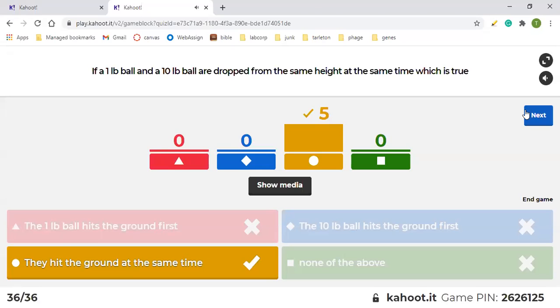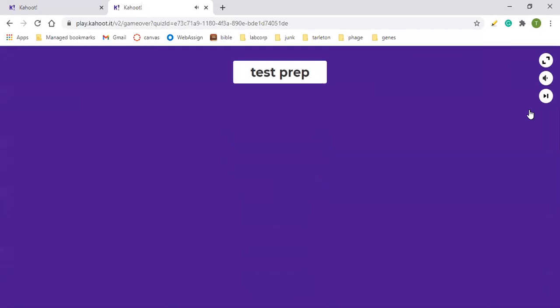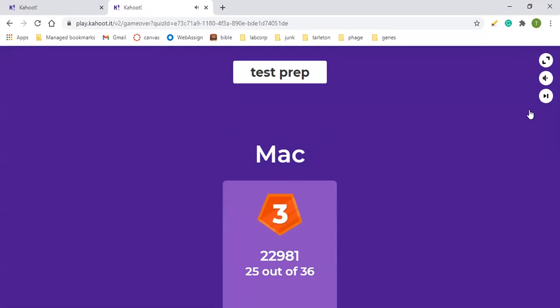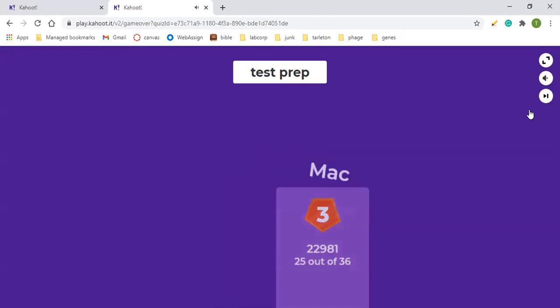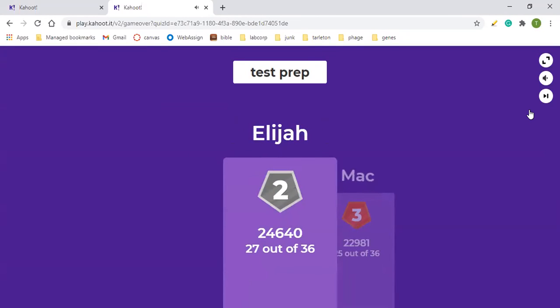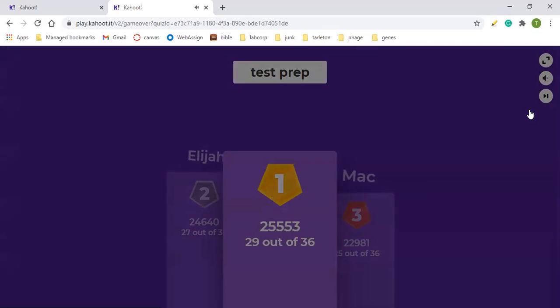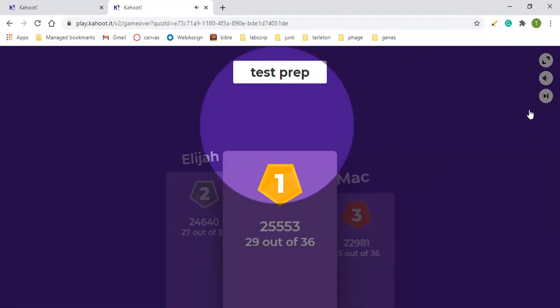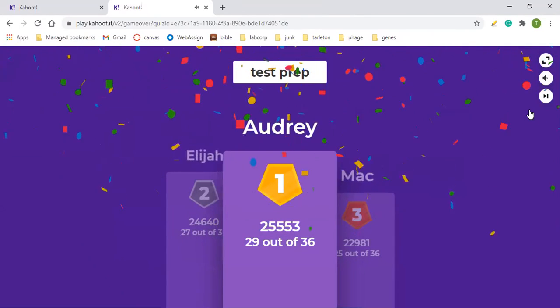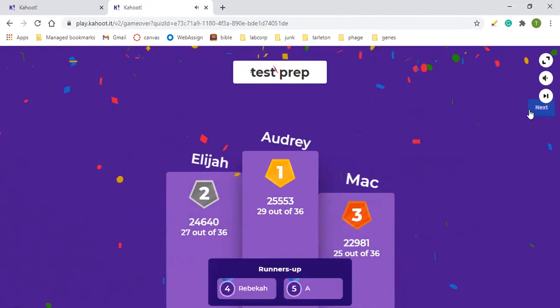As all of y'all figured out, it doesn't matter the weight of the object for how fast it drops, because gravity is the same for every object and it doesn't rely on the mass. They hit at the same time. Good job, y'all.